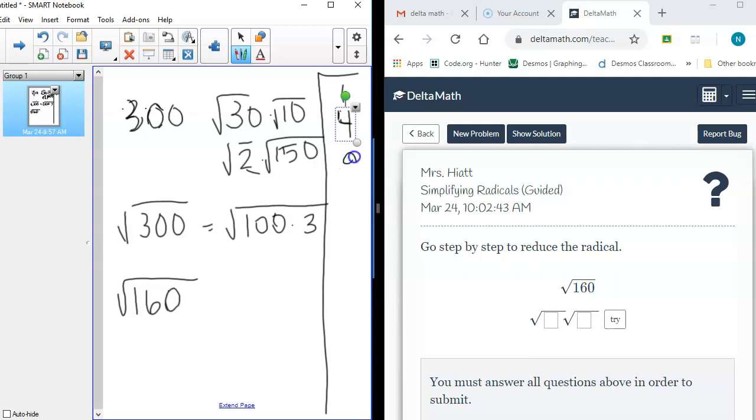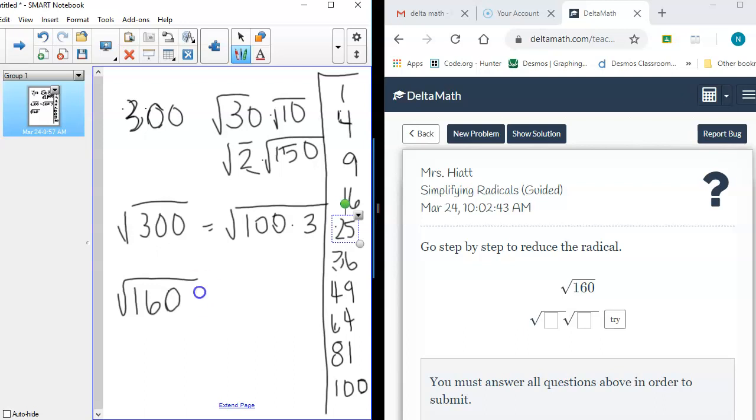3 times 3 is 9. 4 times 4 is 16. 5 times 5 is 25. 6 times 6 is 36. 7 times 7 is 49. 8 times 8 is 64. 9 times 9 is 81. And then 10 times 10 is 100. So whenever you're trying to break this number down, you're only using these perfect squares, or you could use larger numbers like 121 and 144. We could do 13 times 13, 14 times 14, all of those.